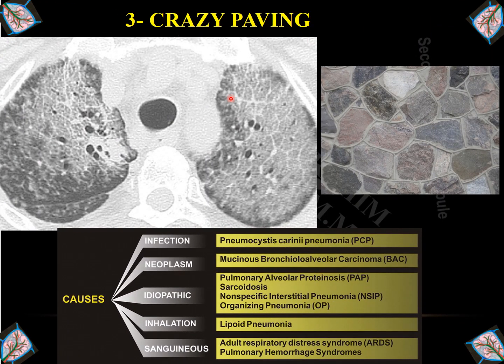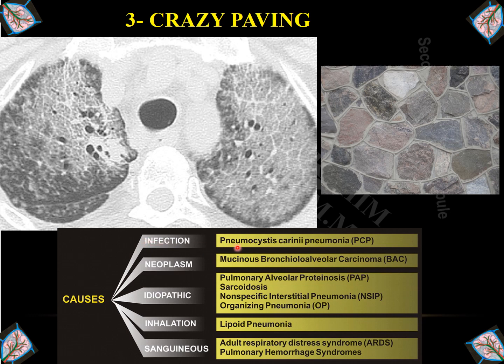The third most common specific sign in HRCT is crazy paving. Crazy paving looks like this due to ground glass opacity within the secondary pulmonary lobules associated with thickened septa of the secondary pulmonary lobule, as we see here in the upper lobes bilaterally in this patient. The differential diagnosis is long, and the most common one is pulmonary alveolar proteinosis.